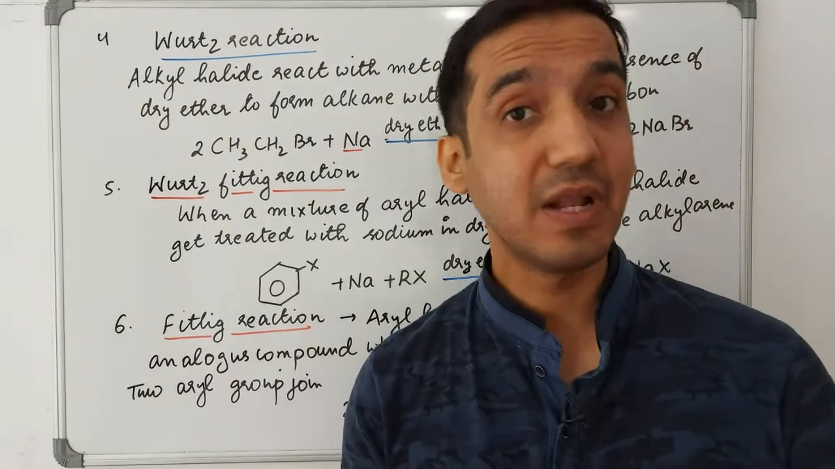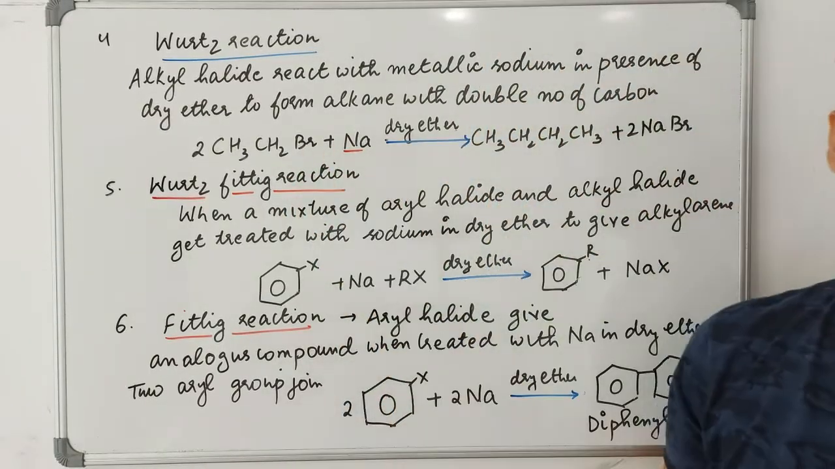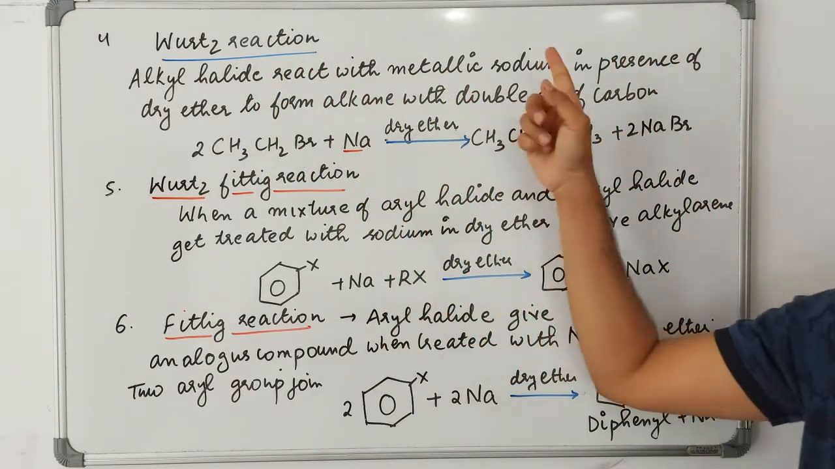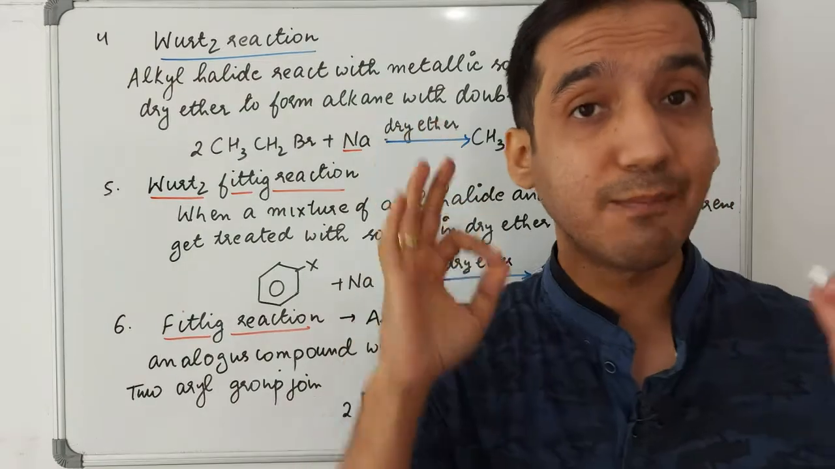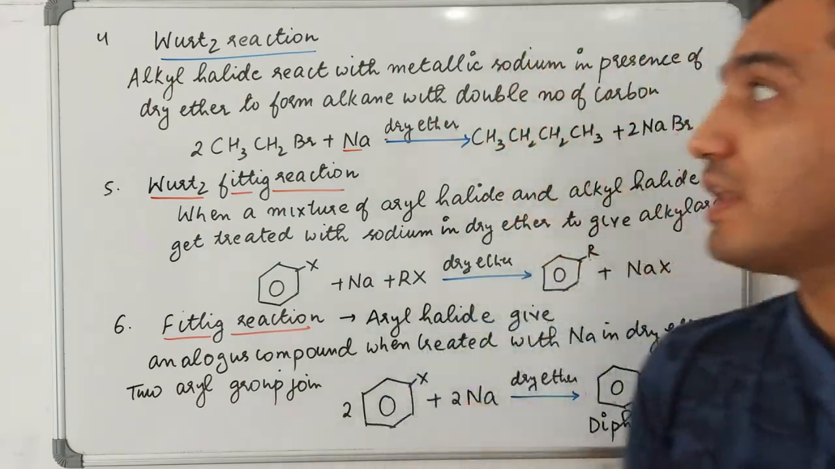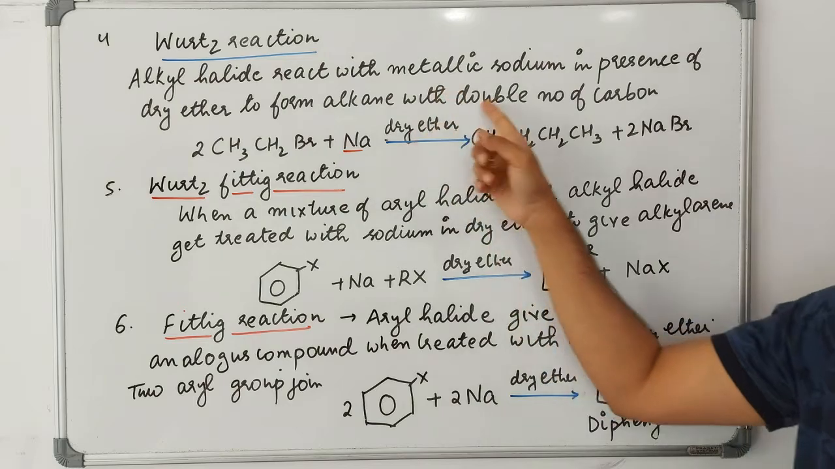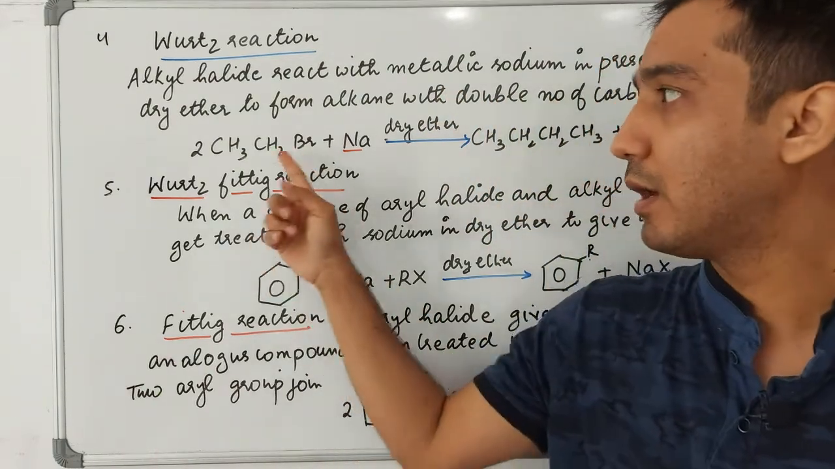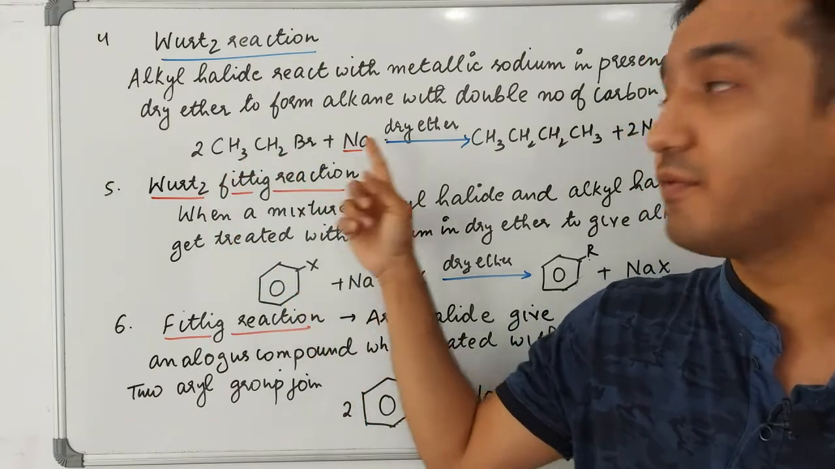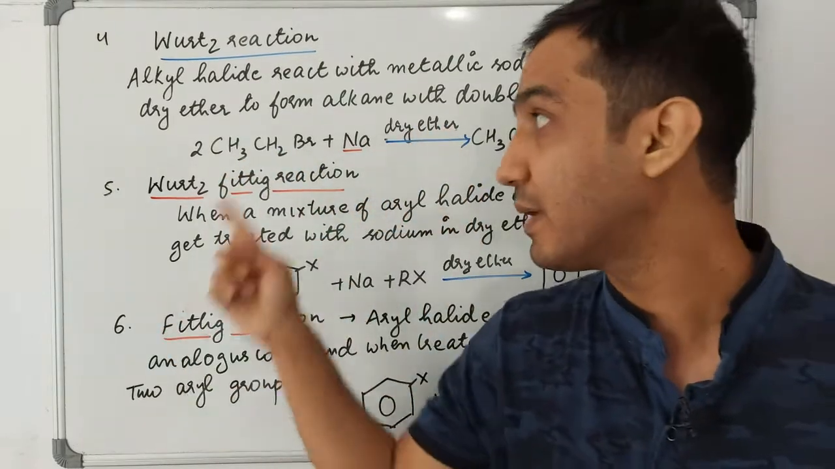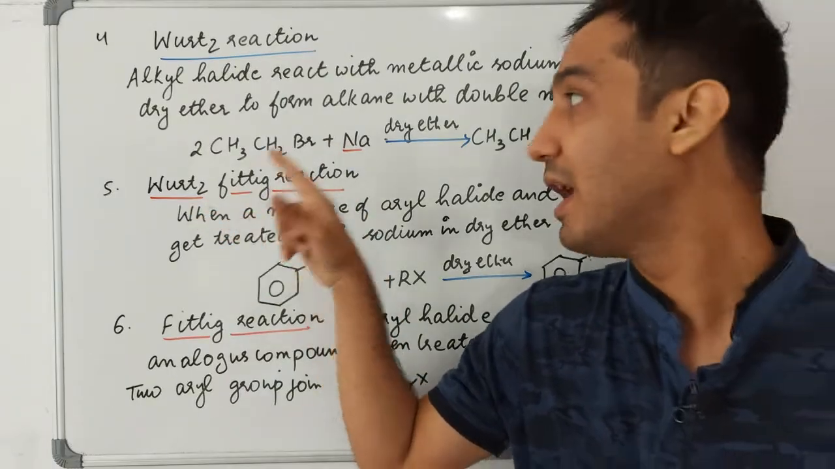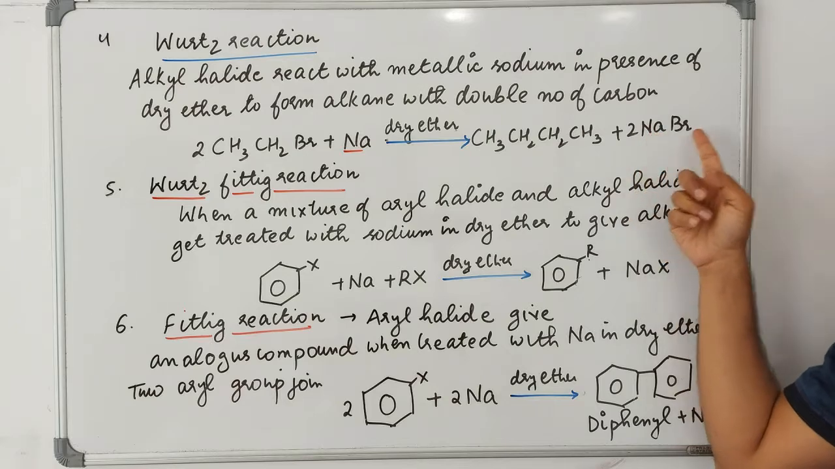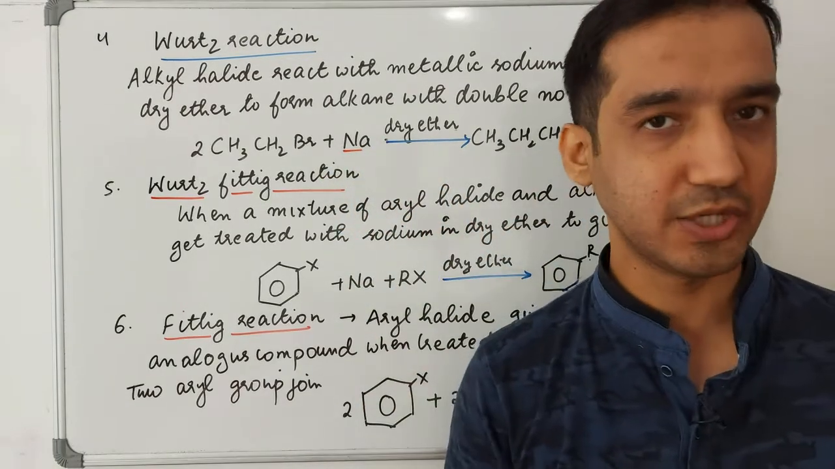Next, we talk about three similar types of reactions. First is the Wurtz reaction. In the Wurtz reaction, you take an alkyl halide and react it with metallic sodium in the presence of dry ether. You get an alkane with double the number of carbons of the alkyl halide. Suppose you have taken ethyl bromide. Ethyl bromide reacts with sodium in dry ether, and it reacts with itself, resulting in the formation of butane. So the number of carbons has doubled and you get NaBr. This reaction is called the Wurtz reaction.